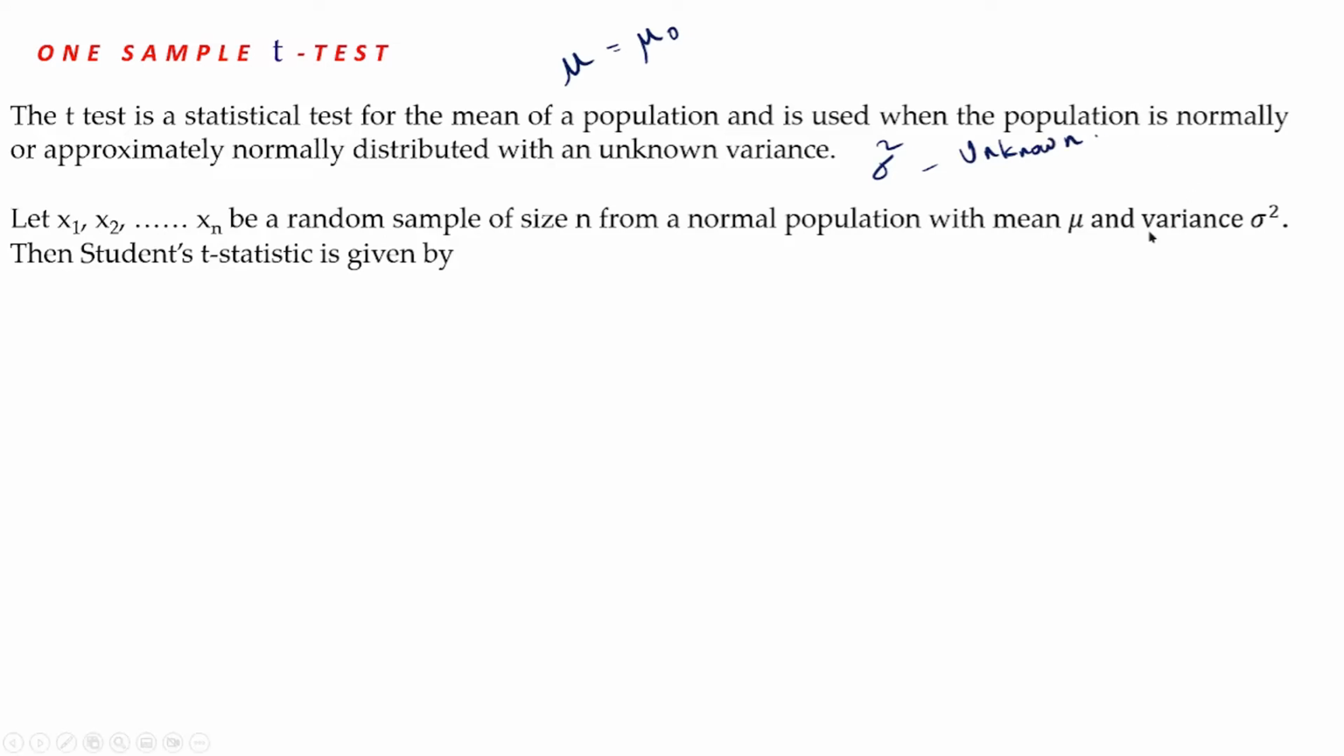Now this was discovered by a person by the name Student, so it is known as Student's t-statistic. Let x1, x2 up to xn be a random sample of size n from a normal population with mean mu and variance sigma square. We do not know this sigma square. Then Student's t-statistic is given by t equal to x bar minus mu naught upon standard error.